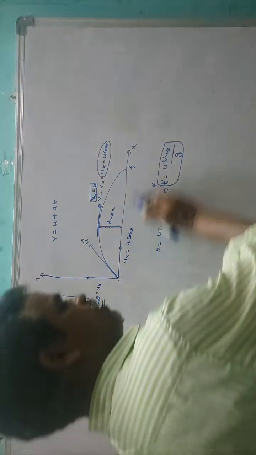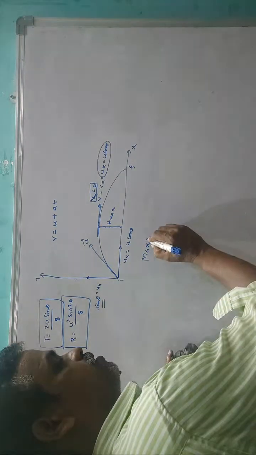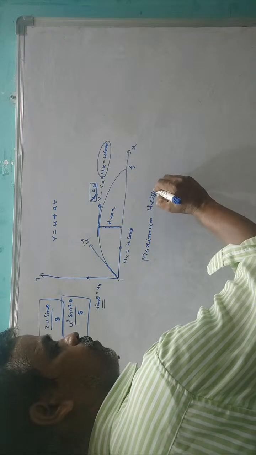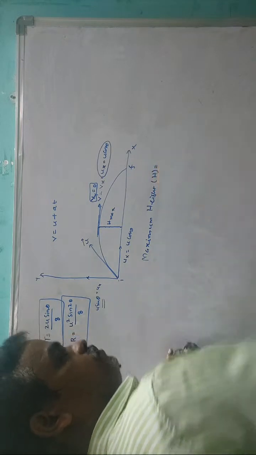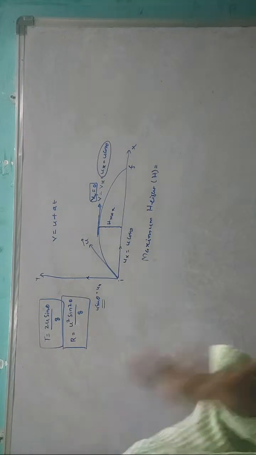So I am going to calculate the maximum height. This is also one more important concept in oblique projection. The maximum height, that is capital H. So how do we calculate it?